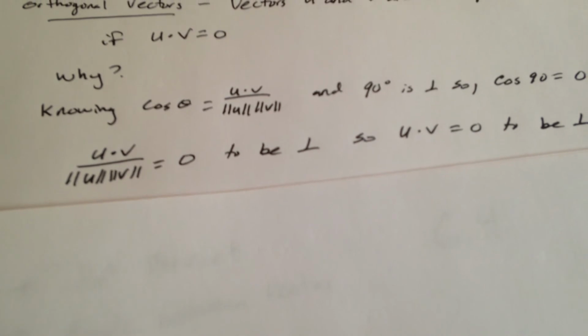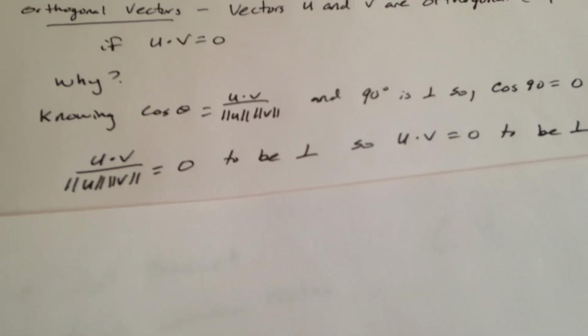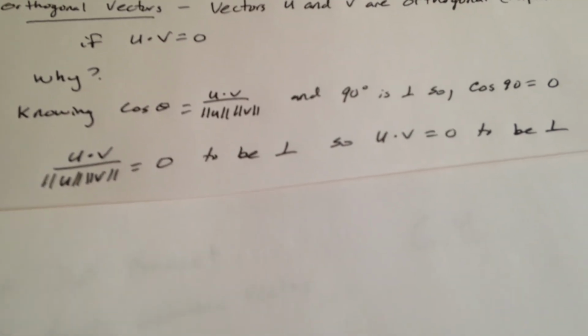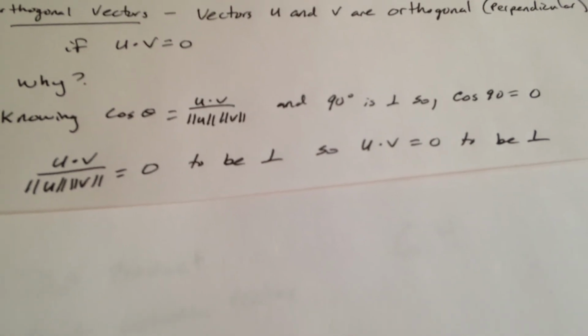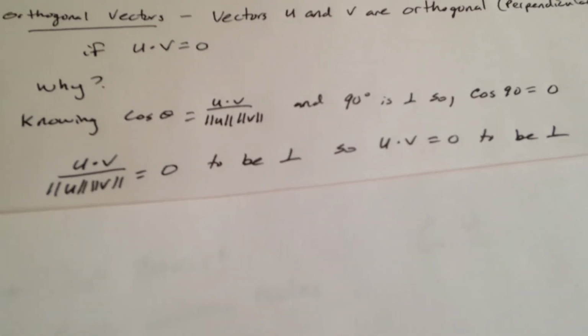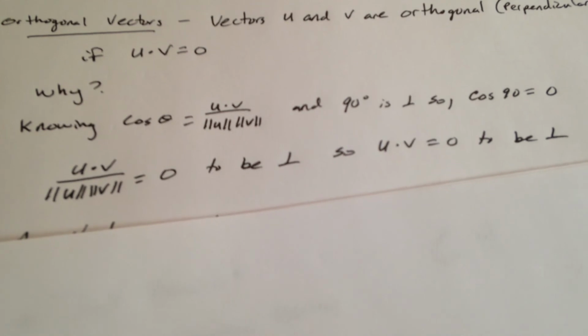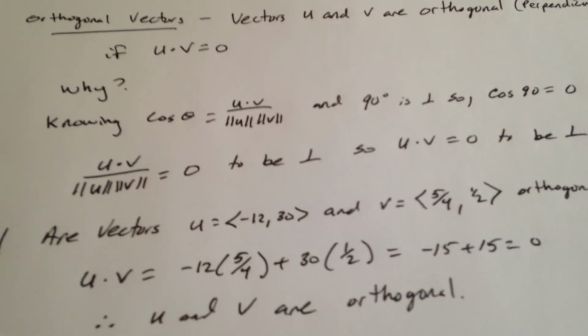So we know that's true, and that will be perpendicular. And the only way a fraction equals 0 is if the numerator equals 0. So we really just care about whether the dot product is equal to 0. If that's true, then you have orthogonal or perpendicular vectors.